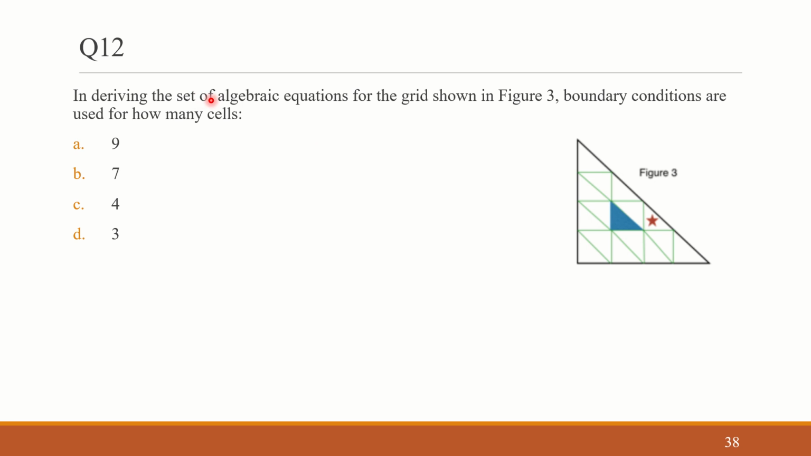So I'll read the question again. In deriving the set of algebraic equations for the grid shown in figure 3, boundary conditions are used for how many cells? We are using boundary conditions in all those cells which have boundaries as one layer. So we should see which cells have one side as boundary. This is one cell, second cell, third cell, fourth cell, fifth cell, sixth cell, seventh cell, eighth cell, ninth cell.